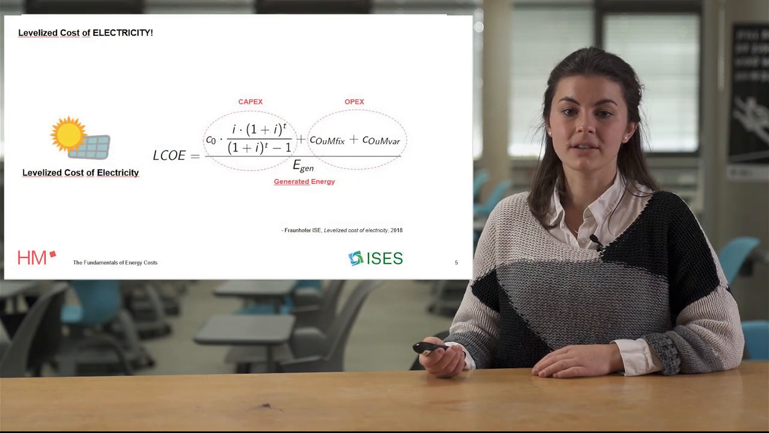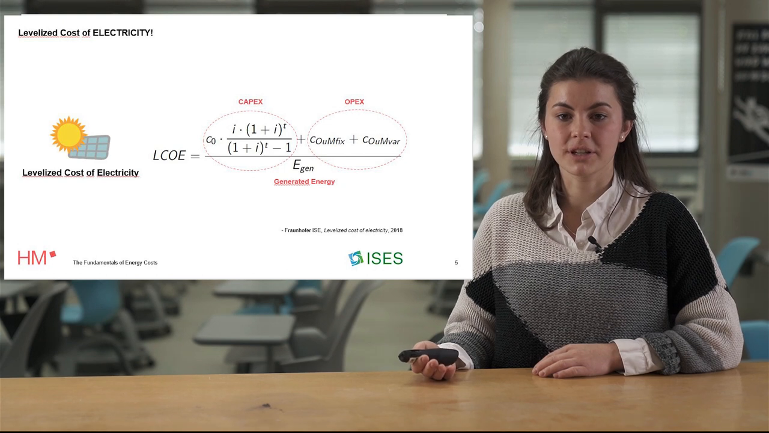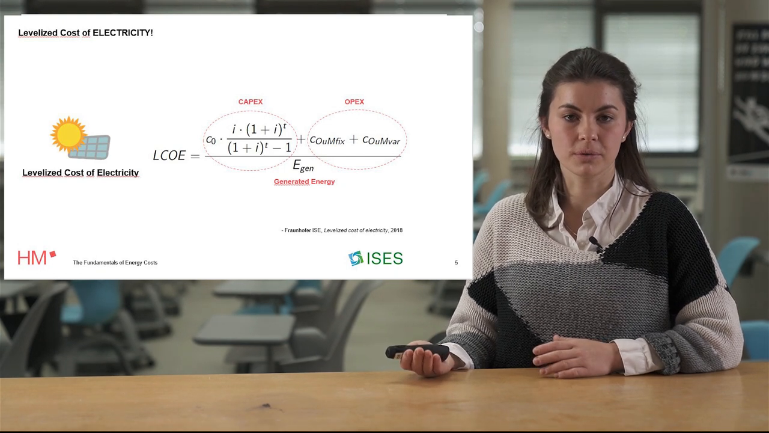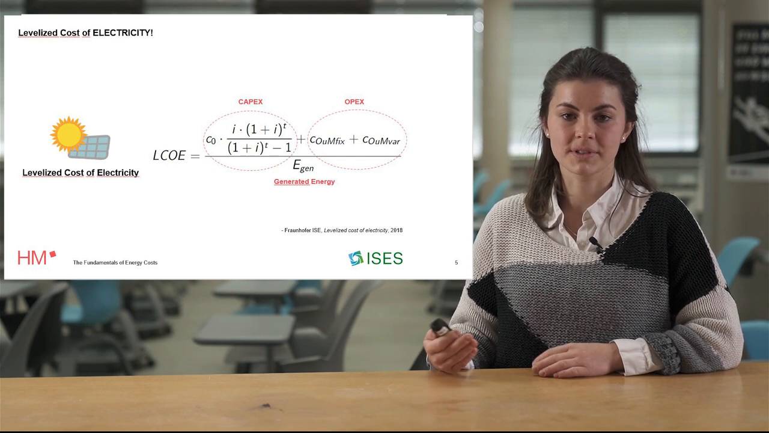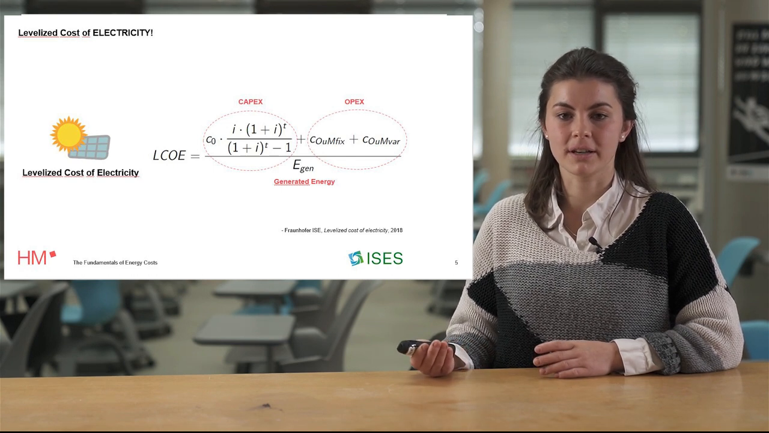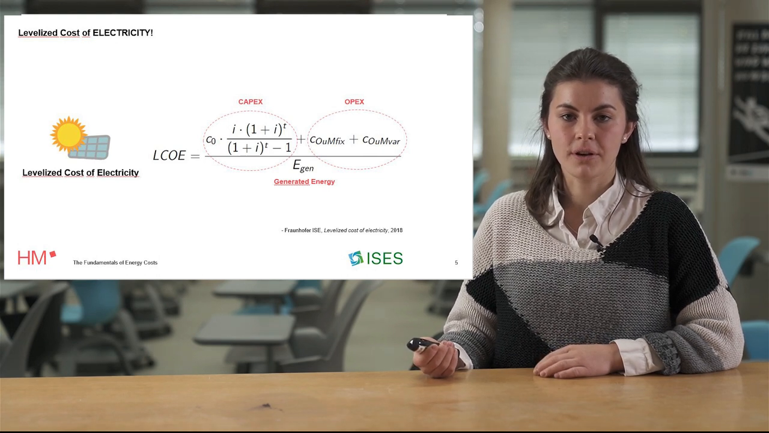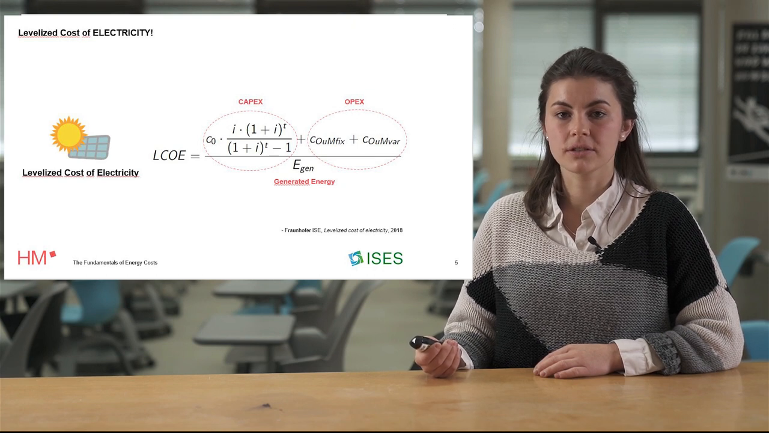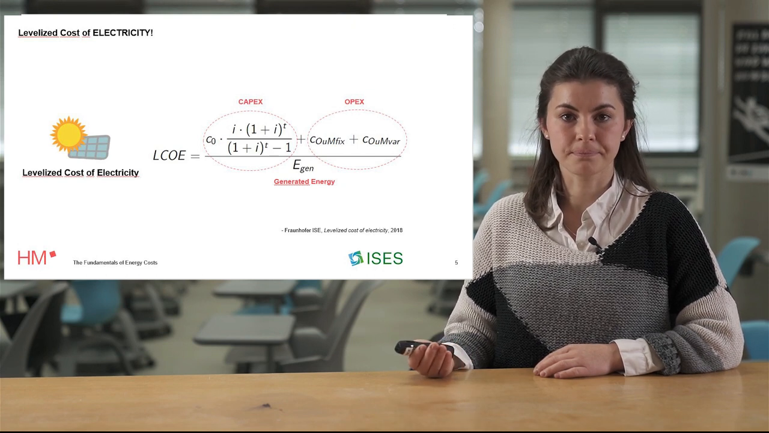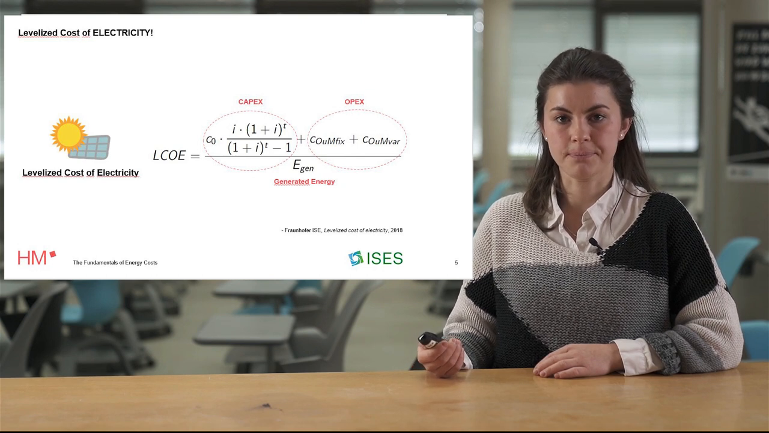Levelized cost of electricity. The LCOE consists of the initial costs of investment and the maintenance and operation expenditures, for example, fuel costs, divided by the total generated energy. So it's CapEx plus OPEX divided by generated energy. But two further factors are important for the LCOE. The discount rate of the project, here declared as I, and the lifetime of the power plant, here declared as T.